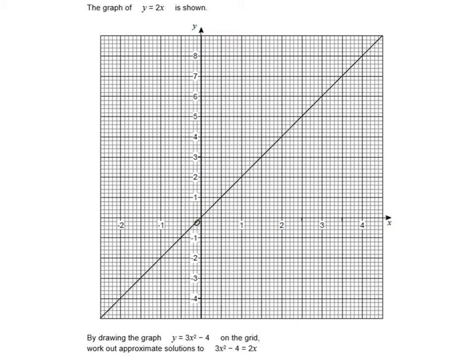Now, this one is a more complicated question because it involves a quadratic. What it gives us is the graph of y equals 2x, which is a straight line graph. And what it asks us to do is, by drawing the graph y equals 3x squared subtract 4, we need to work out approximate solutions to 3x squared subtract 4 equals 2x. So the first thing I'm going to do is draw that graph. So we've got y equals 3x squared subtract 4. Make myself a table. I'm going to choose positive values of y just to start with. Now, to get my first value, I'm going to use x is 0.